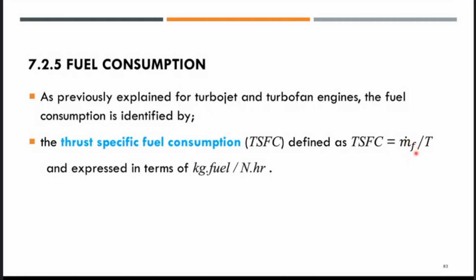m_f, mass flow rate of the fuel, over the thrust. Okay, the thrust specific fuel consumption equals the mass flow rate of the fuel over the thrust itself, and expressed in terms of kilogram fuel per Newton hour. All right, that is what we have already seen in our previous chapter number 6.